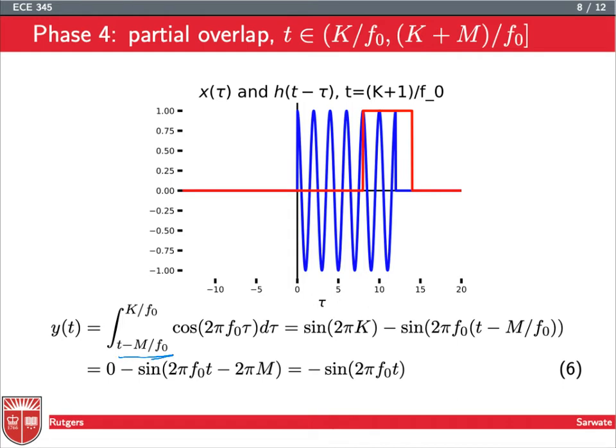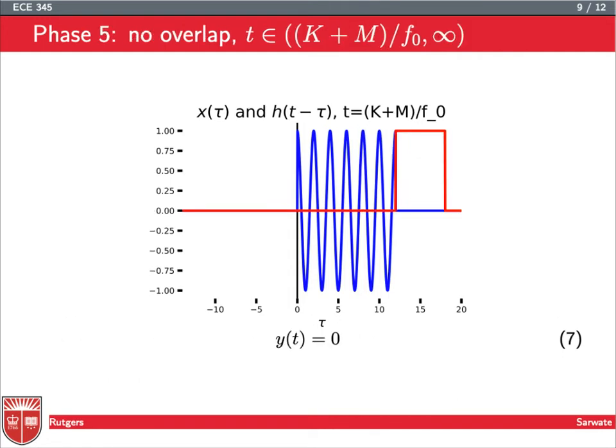So we're integrating from t minus m over f0 to k over f0. We're integrating this cosine. We're going to get sine 2 pi k. That's going to be equal to 0. And then we get minus sine 2 pi f0 times t minus m over f0. We again have this integer multiple of 2 pi here, which we can get rid of. So we're getting minus sine 2 pi f0t is our final answer. And so we get another little beep coming out of this signal.